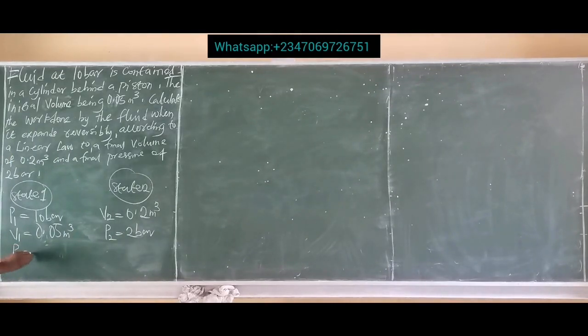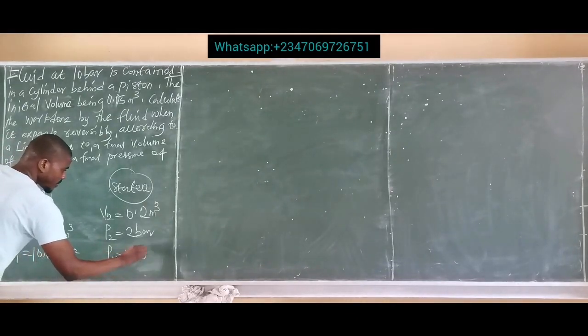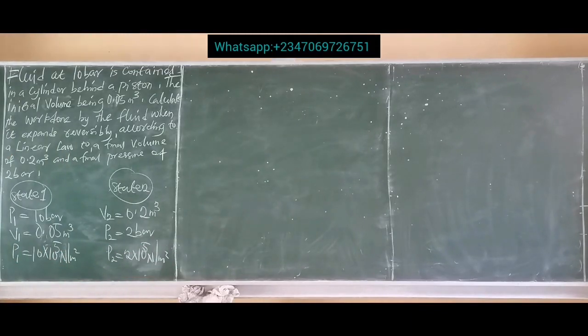So P1, which is 10 bar, is actually 10 by 10 to the power of 5 newtons per meter squared, and P2, which is 2 bar, is 2 by 10 to the power of 5 newtons per meter squared. Always learn to convert your pressure to Pascal. Now it says it expands according to the linear law.